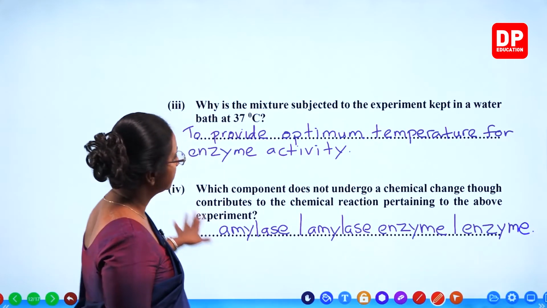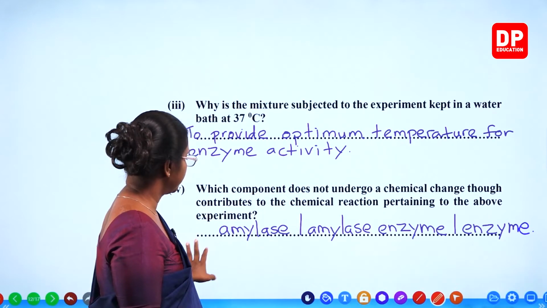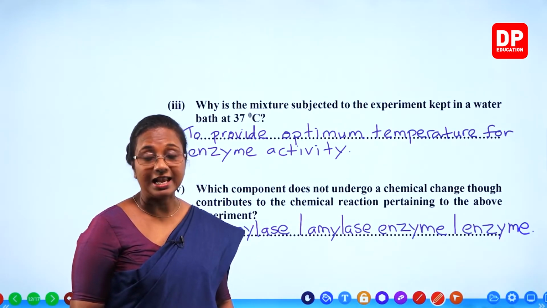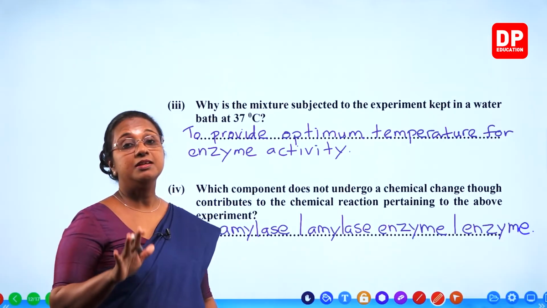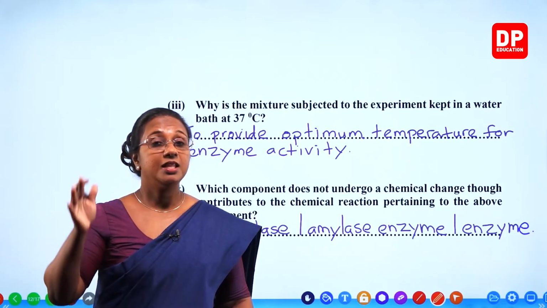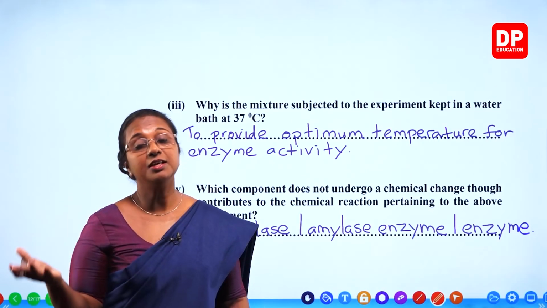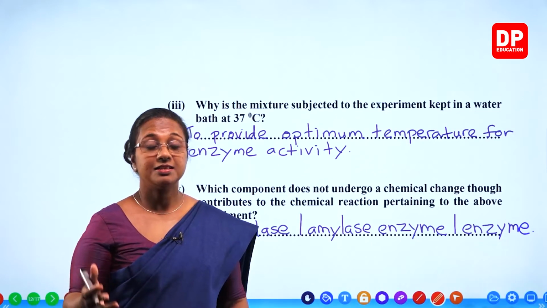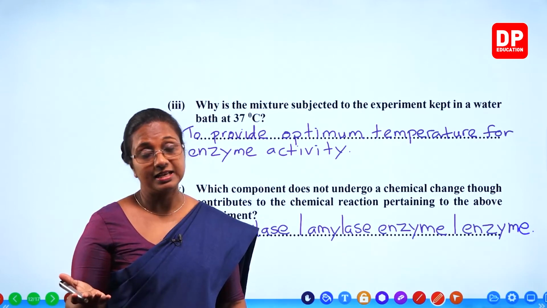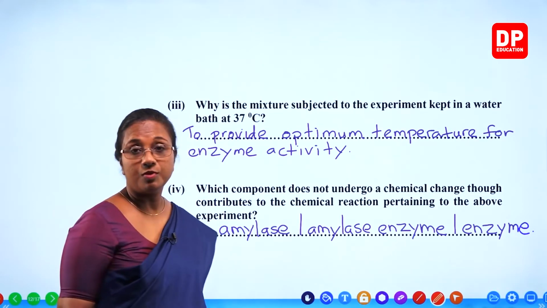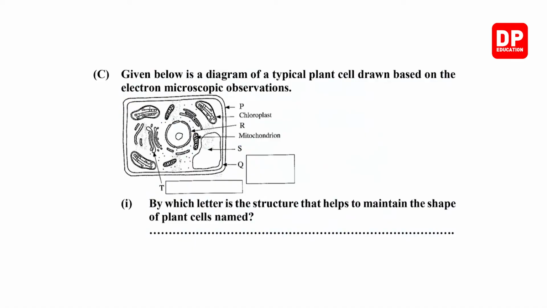Since they have asked what is the component, so amylase enzyme or enzyme. I'm sure you all can understand that. Enzymes increase the rate of reaction. They do participate in the reaction, but they are not consumed after the reaction. Same as catalysts. Enzymes are biological catalysts. That you can remember. So with that, students, I'll move on to the next question.